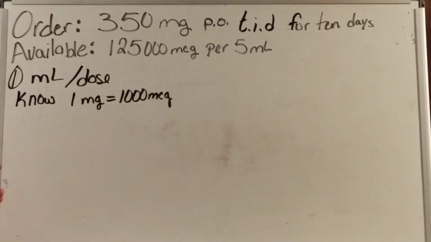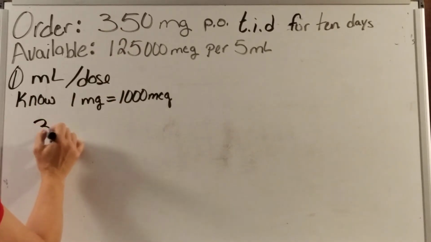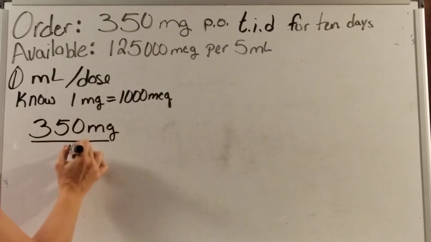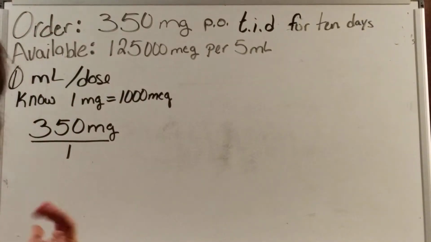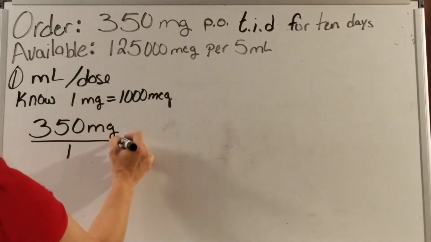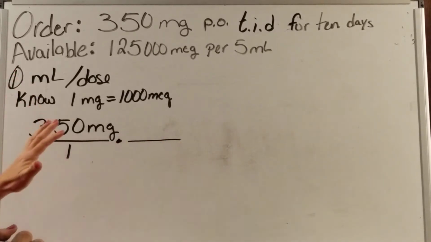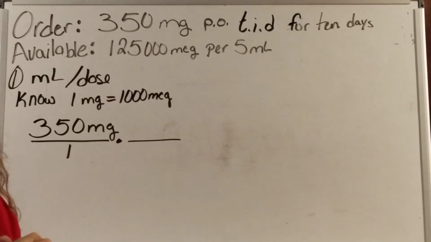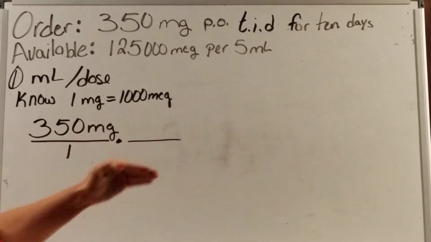And like I said, you could do it in parts. Question 1, I just want to know how much they're going to take per dose. So I'm going to take my order of 350 milligrams. I'm going to put it over 1. If you want to use formula method, you can. I'm just using dimensional analysis. And I'm going to take my available. Now guys, you could take the available first or the needed conversion first. That doesn't matter. What matters is what you put on top versus bottom.